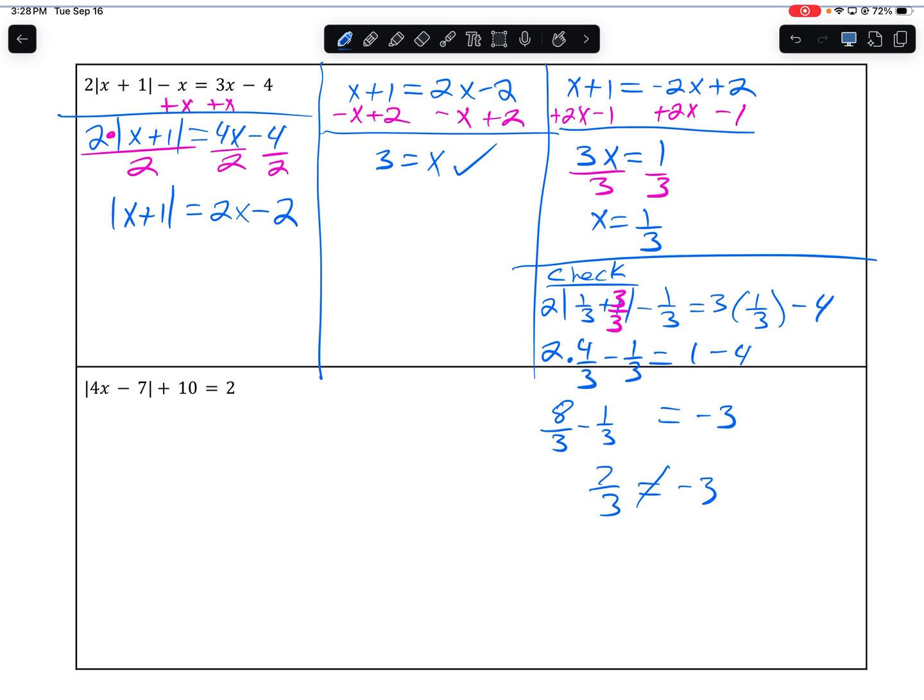Okay, what do I do with this equation right here? What do I have to get rid of first? Positive 10, right? How do I get rid of positive 10? Minus 10 both sides. Yep.